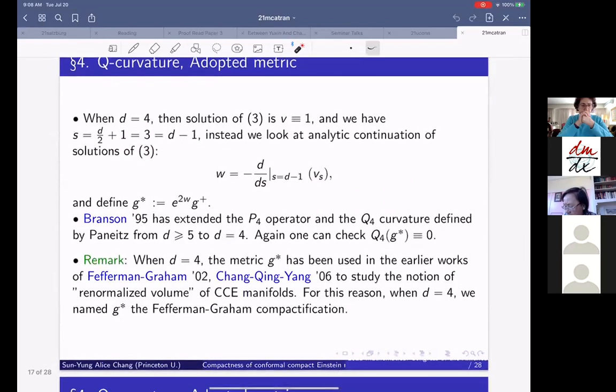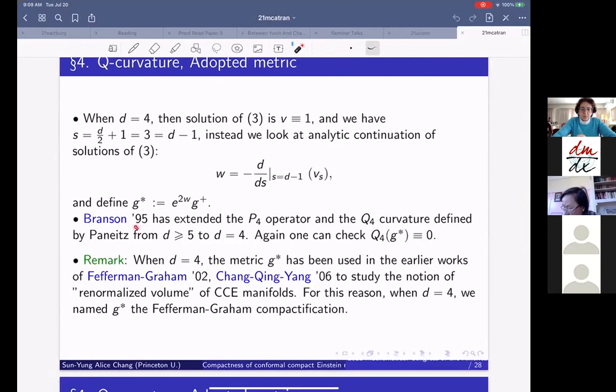And Branson in 1995 extended Paneitz's operator, originally defined for D bigger than or equal to five, to D equal to four. Again, if one checks Branson's extension, he has a reason. Branson argued that when D equals four, Q4 should behave on a four-manifold like Gaussian curvature in two dimensions. So Q4 is a geometric quantity which appears in the Gauss-Bonnet formula.